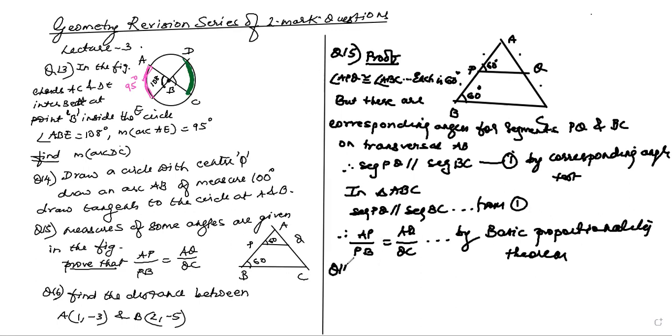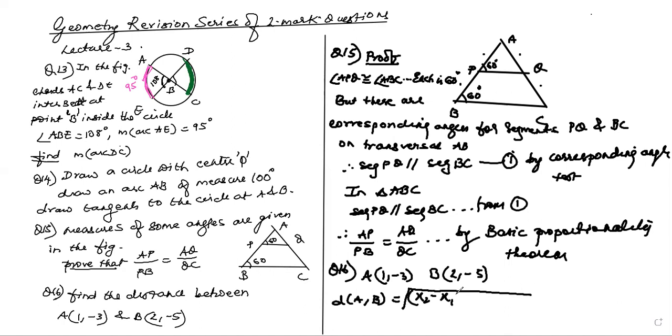Just have a look here. Question number 16, you have to just find the distance between points A and B. A coordinate is 1, comma minus 3. B coordinate is 2, comma minus 5. So, distance between 2 points, why am I doing it again and again? You should know the formula, children. Distance between 2 points is root of X2 minus X1 the whole square plus Y2 minus Y1 the whole square. So what will happen, children? You can see it for yourself.